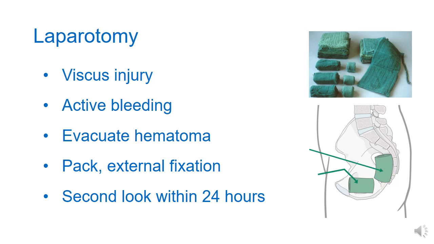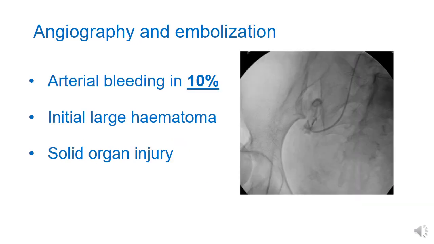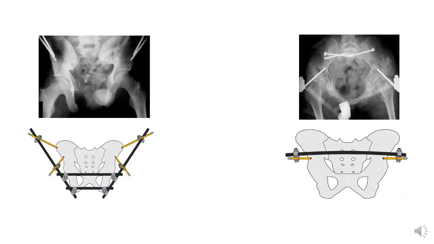After 24 hours, if the patient is stabilized, he will go again to remove the packs and to control the bleeding, what's called second look. If we are suspecting arterial bleeding, especially if the initial hematoma is very large, or if we are suspecting solid organ injury like liver injury, we will go for angiography. And by the end of laparotomy or angiography, we'll go for external fixator.